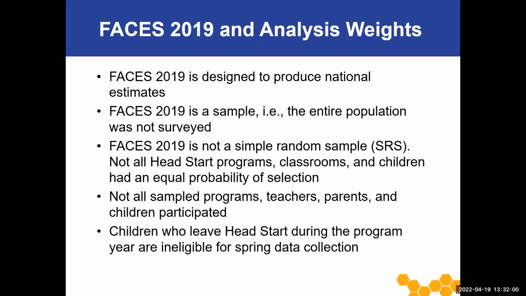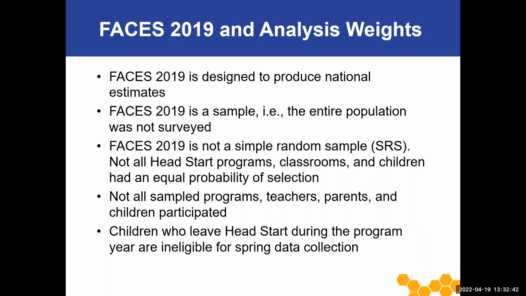Also important is the type of sample. FACES 2019 is not a simple random sample of Head Start programs, classrooms, and children. It uses a complex design that includes multiple levels of sampling and stratification to reduce the cost of the study and to ensure that the samples are representative of the population from which they are drawn. Therefore, not all had an equal probability of selection. Programs and centers were selected using a probability proportional to size, or PPS, based on the number of classrooms. Then classrooms and children were selected with equal probability from those programs and centers.